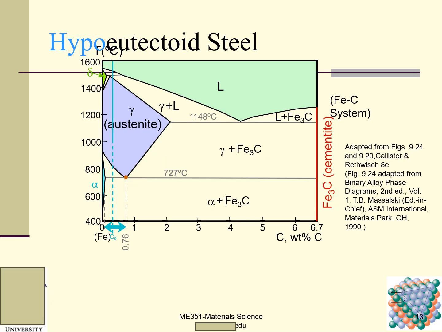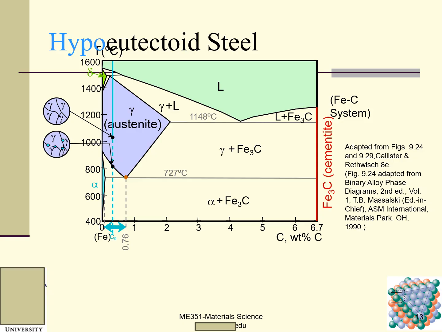And then we talk about hypoeutectoid steel. In the last class, we talked about this one, the hypo and hyper. Hypo means that the composition is lower than the composition at the eutectoid point. So from here to the left of this point, we have hypoeutectoid steel. And you can see here, these are the gamma austenite grain boundaries.